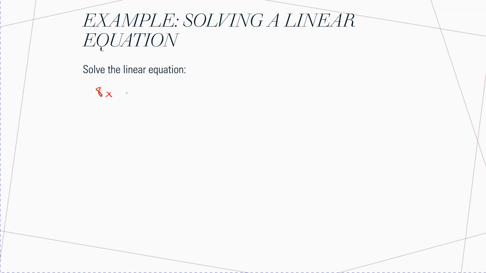Let's look at 8x minus, and then in parentheses, 3x plus 2, plus 10 is equal to 3x. Okay, so the first thing you're going to have to do, notice I have this parentheses here. We're going to distribute the negative. So minus 3x minus and then plus 2. Okay, so this becomes minus 2 plus 10 is equal to 3x.